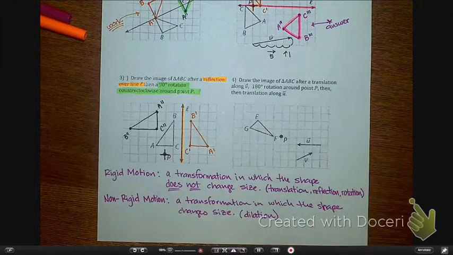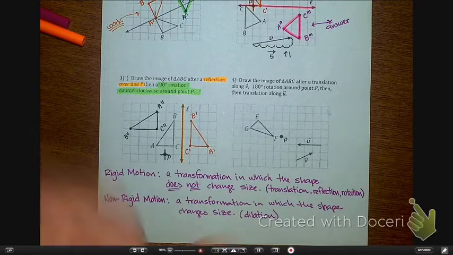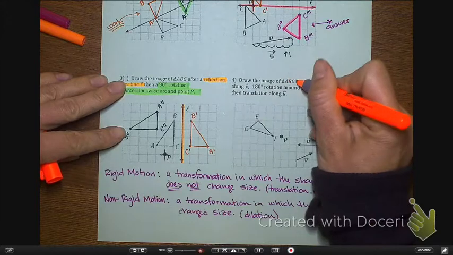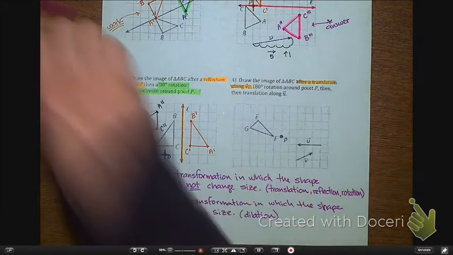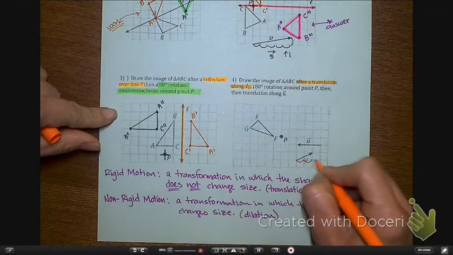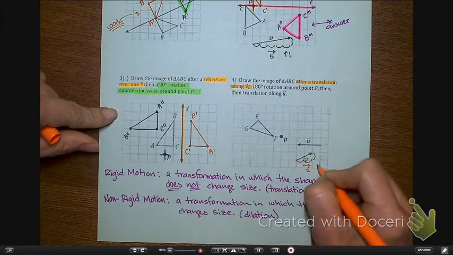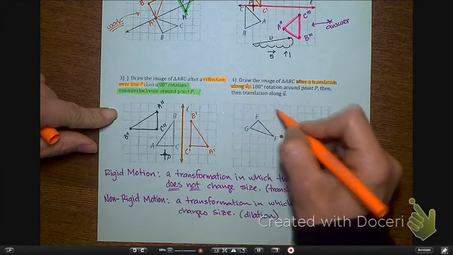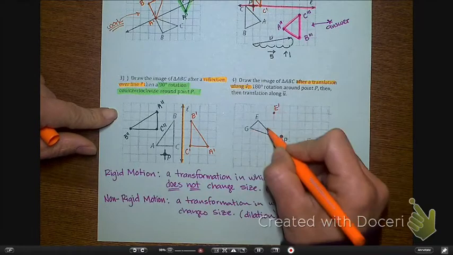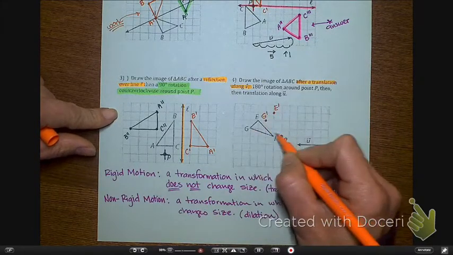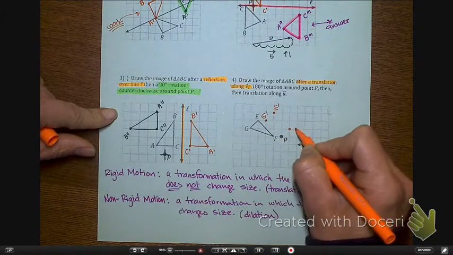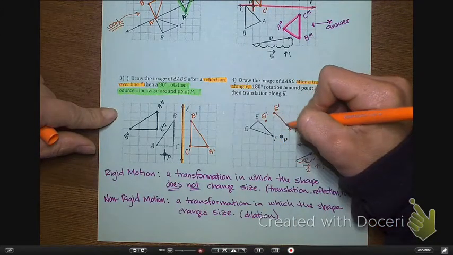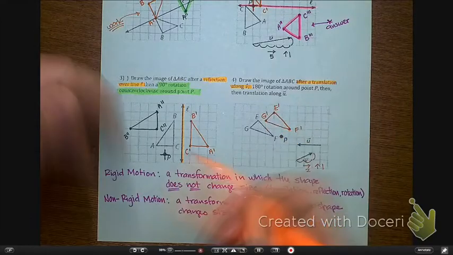Go ahead and try number 4 right now. So everyone go ahead and try number 4. All right, let's take a look at this one. First it says translate along vector V. So we need to go to vector V. Vector V tells us right 2, up 1. So we're going to go right 2, up 1 with every point. Right 2, up 1. How many of you did the first one correct? The first part. Okay, good.